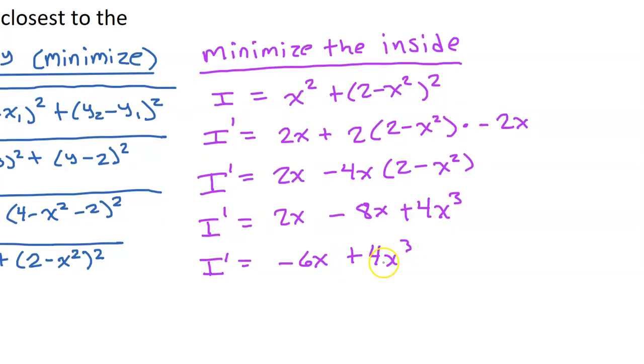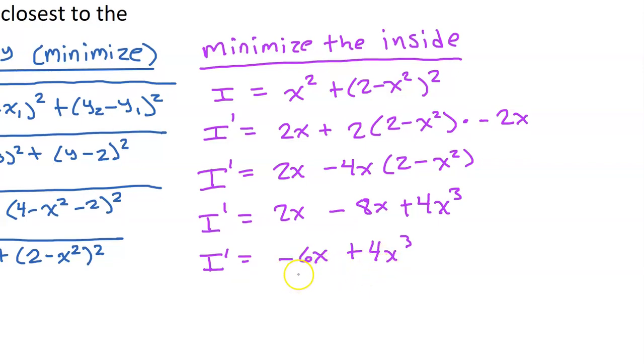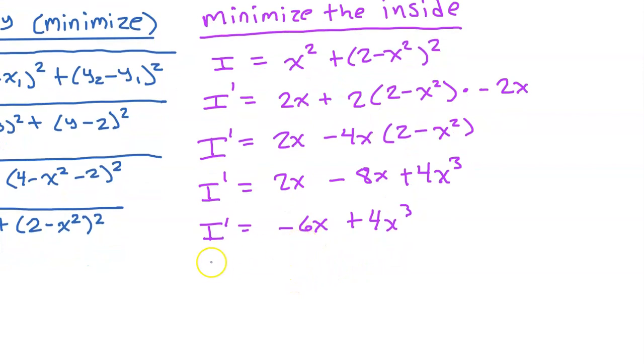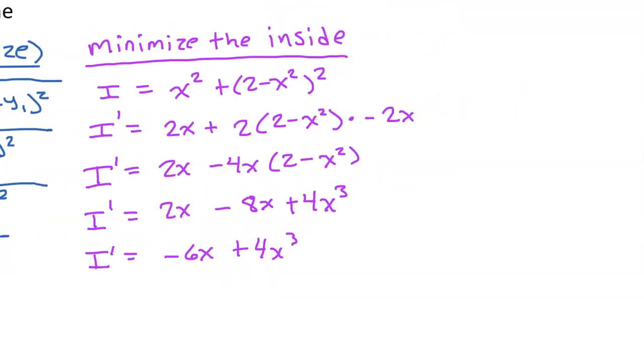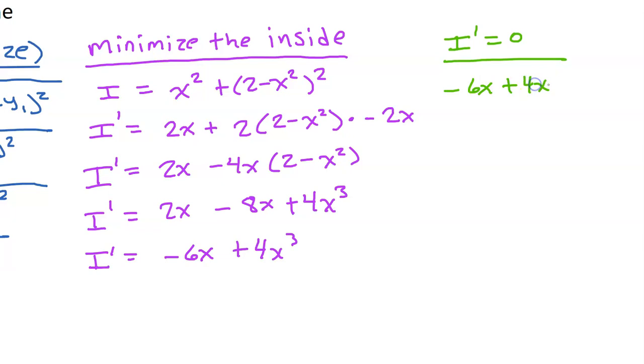All right, now I'm going to find out where I prime is equal to 0. That's the next question. We know that a maximum value can only occur at a critical value. So that's what I'm trying to do. I found I prime, and now I'm going to find where I prime is equal to 0. So setting this equal to 0, I have negative 6x plus 4x to the third power is equal to 0.